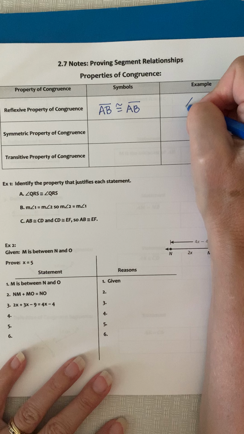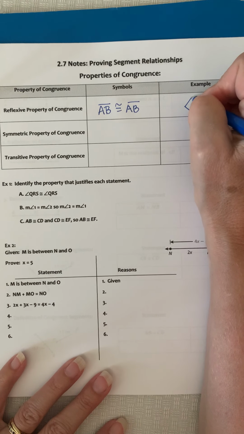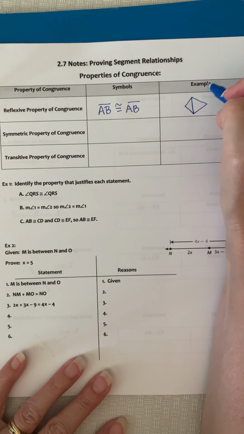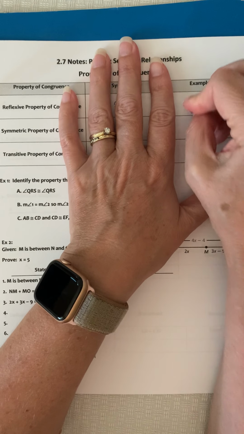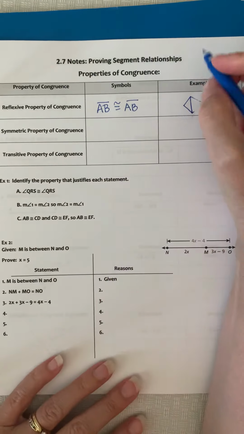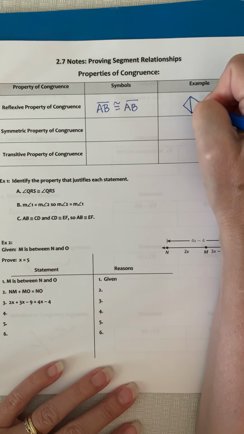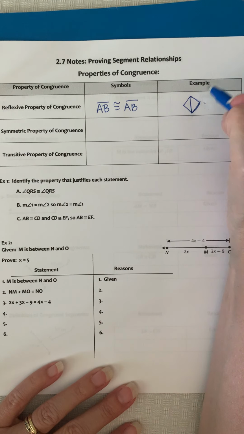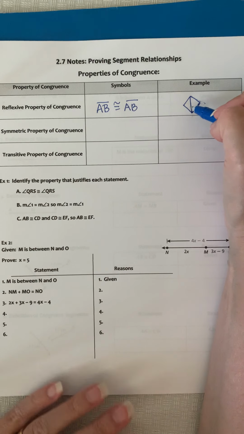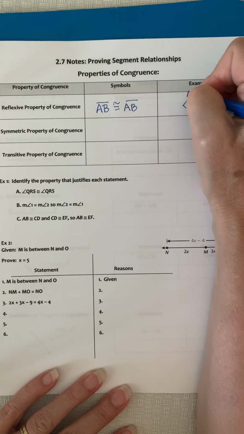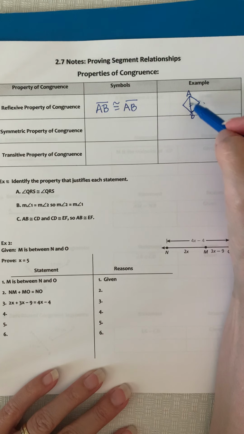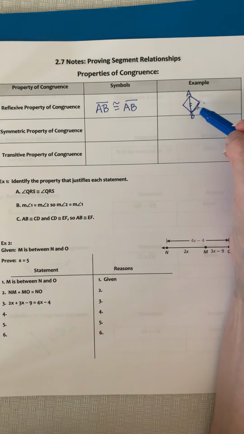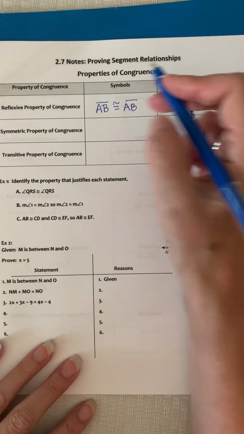When we use this a lot, if I have two triangles that are connected by a side they share, and we want to somehow prove that these two triangles are congruent, a lot of the times we have to say that that side they share is congruent to itself. That's when the reflexive property is going to come in handy.